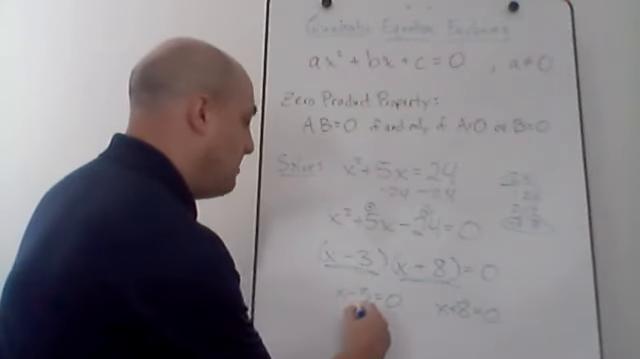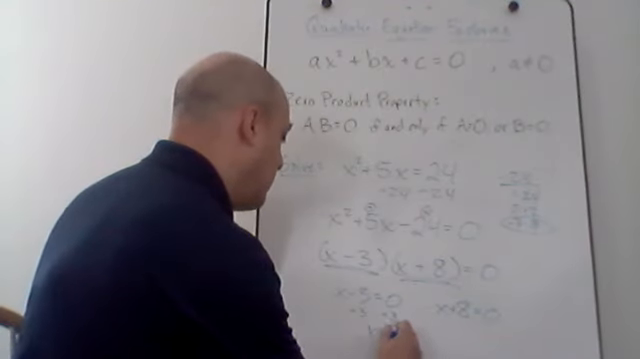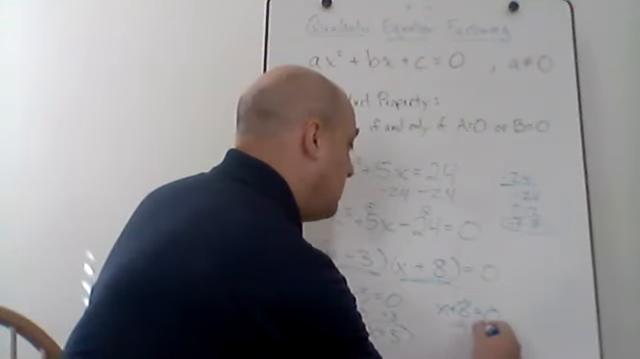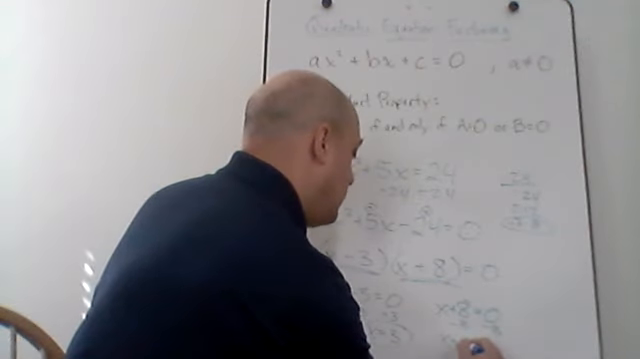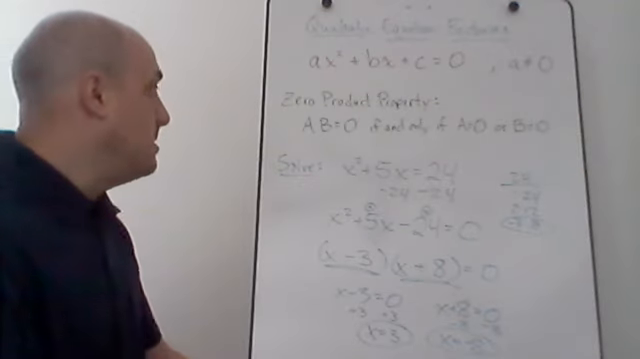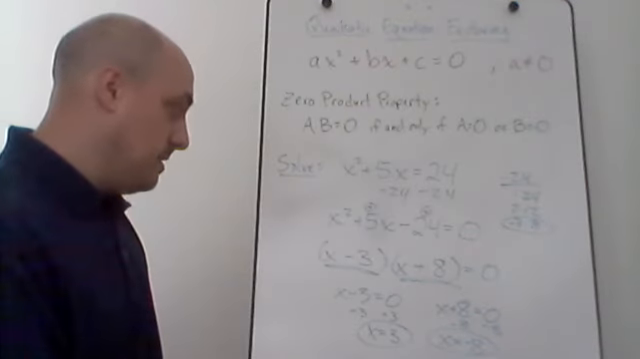So for this x minus 3 equals 0, I add 3 to both sides, I get x equals 3. And for this x plus 8 equals 0, if I subtract the 8 on both sides, I get x equals negative 8. So there are two solutions then to this quadratic equation that we have up here, x squared plus 5x equals 24.